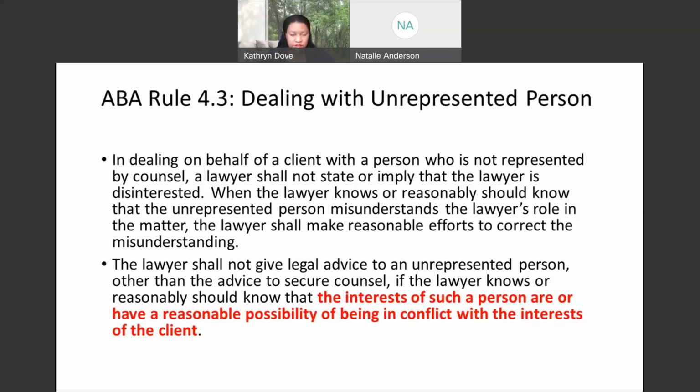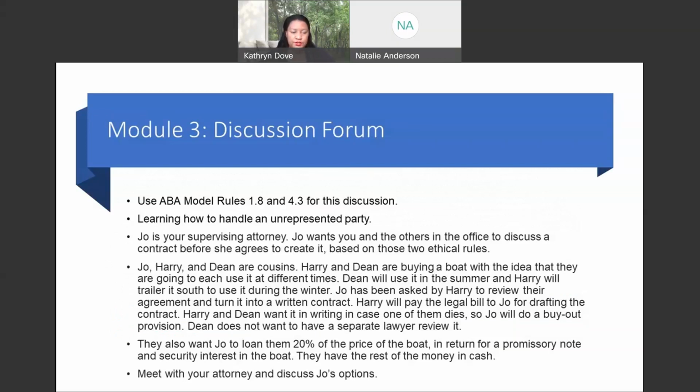The lawyer shall not give legal advice to an unrepresented person other than that you need to go secure your own counsel, if the lawyer knows that the interests of the person have a reasonable possibility of being in conflict with the interests of the attorney or the client. So in our scenario, Joe's interest would be different from Dean's because Joe is going to loan Harry and Dean the money for the boat, becoming their creditor. They become his debtor, and Joe also gets a lien on the boat and a promissory note. So they could have conflicting interests.